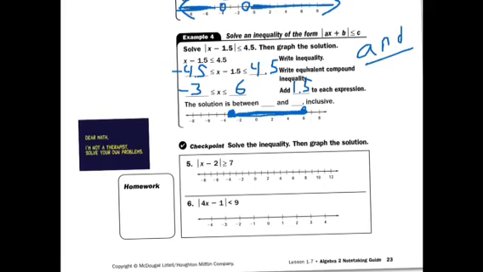All right, you go ahead and try 5 and 6. I'll give you a moment. All right, pause it. Start it up. All right, here we go.